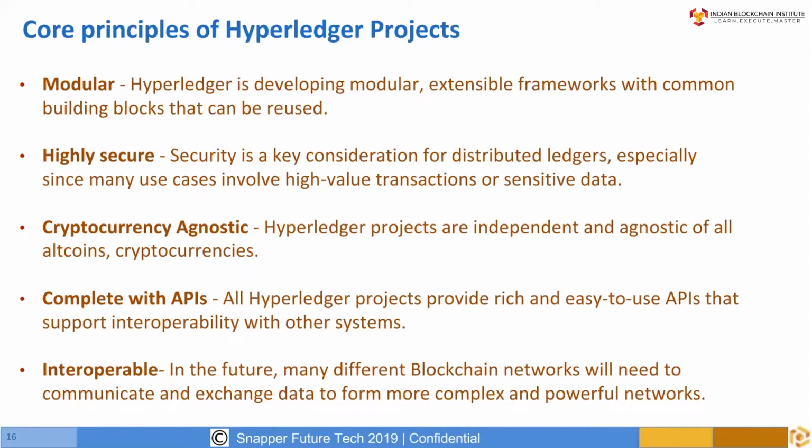So how can it do that many transactions per second? The reason is Hyperledger's architecture and its approach, which is different from what Ethereum and Bitcoin follow. Hyperledger is modular. It is developing modular, extensible frameworks with common building blocks that can be reused. Highly secure. Security is a key consideration for distributed ledgers, especially since many use cases involve high value transactions or sensitive data. It is cryptocurrency agnostic, so they do not bother about having cryptocurrency in their projects.